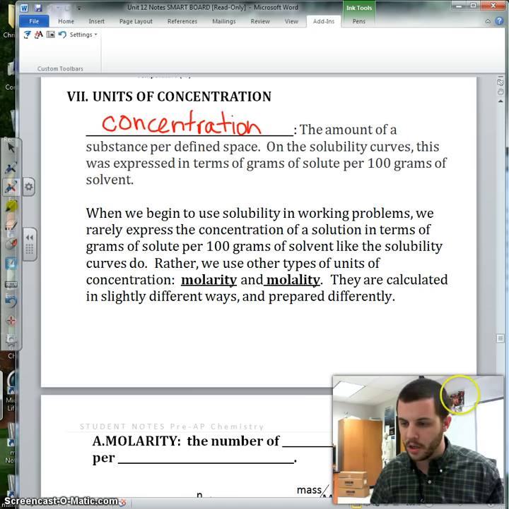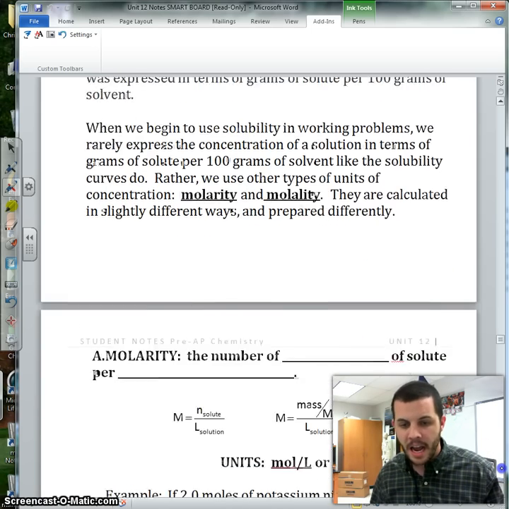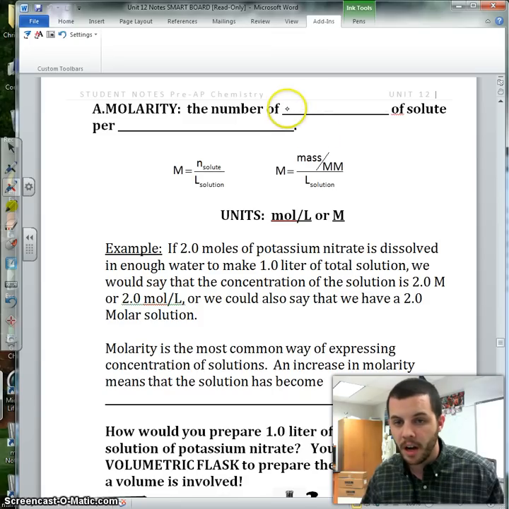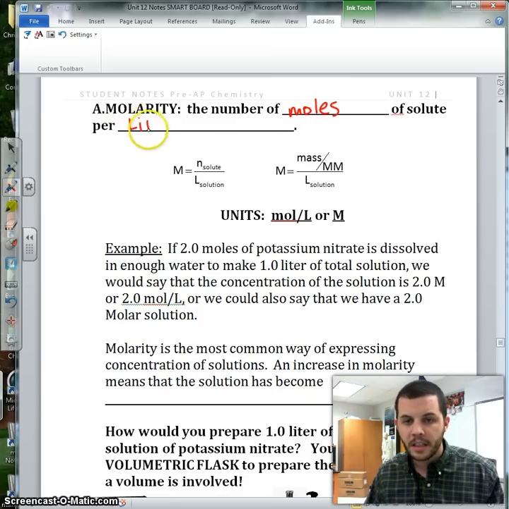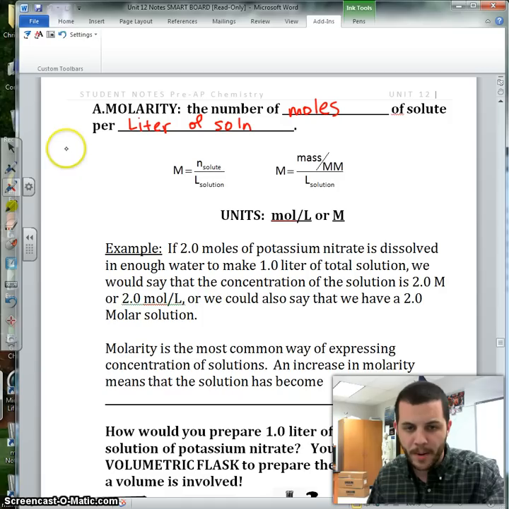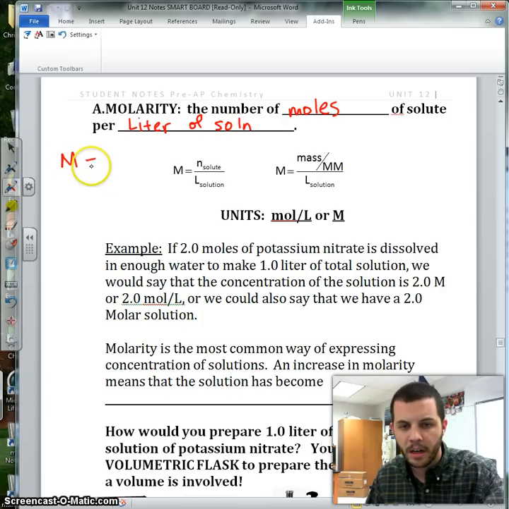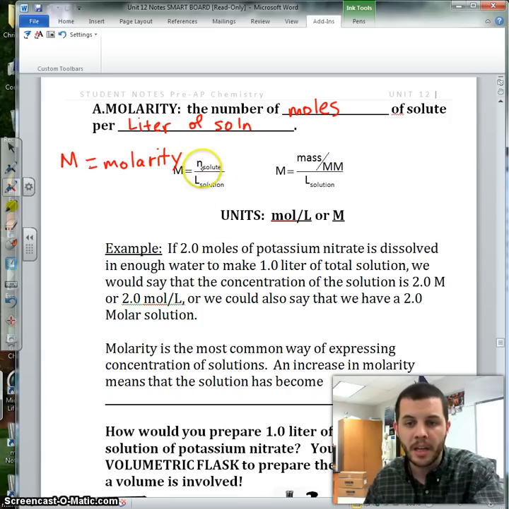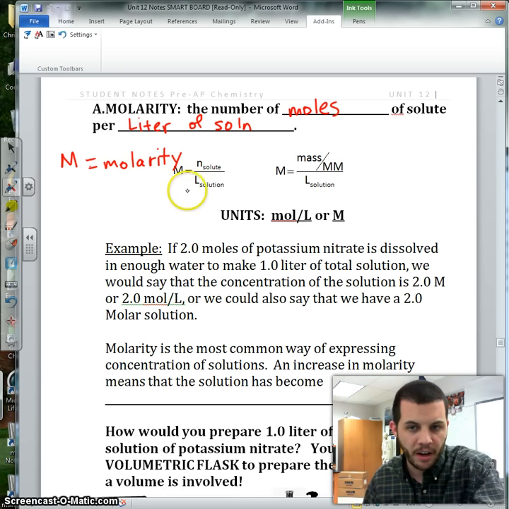So the terms that we're going to use for this are molarity and molality. The first one we're going to look at is molarity. It says that molarity is the number of moles per liter of solution. And so these are our two formulas that we can use. Right here, the big M stands for molarity. N is our number of moles of solute, and L is our liters of solution.